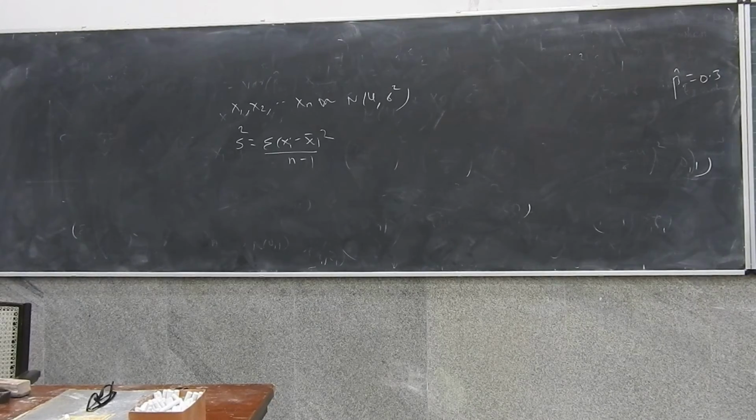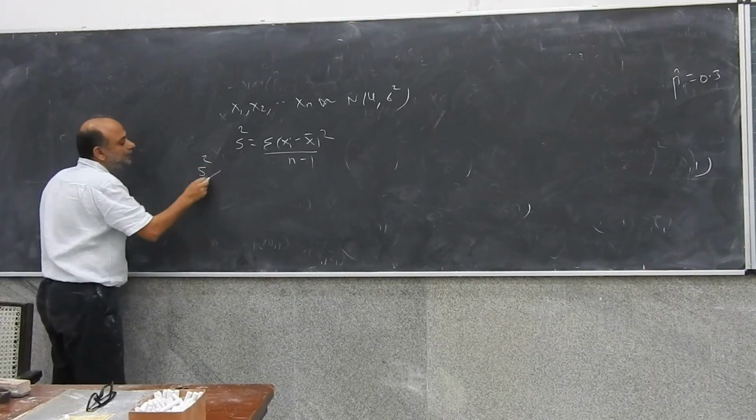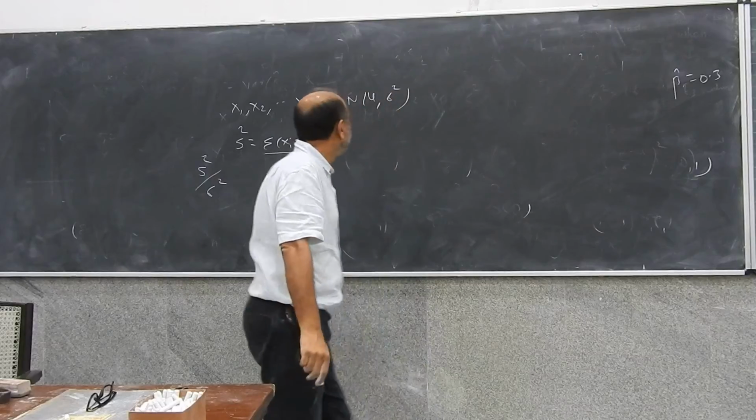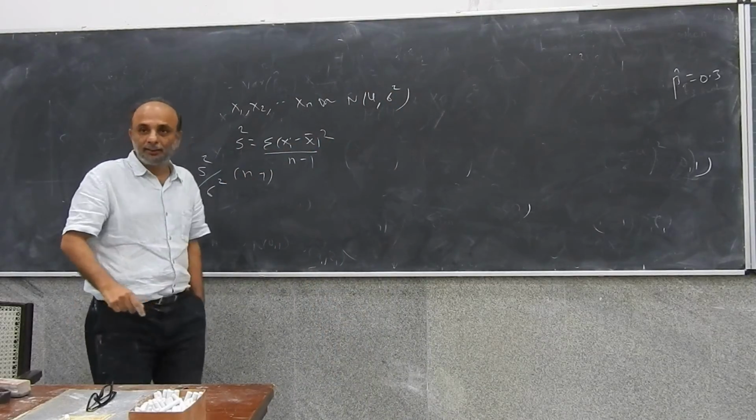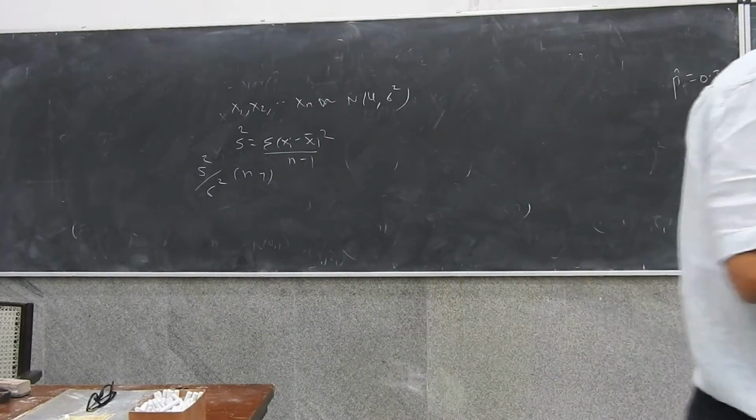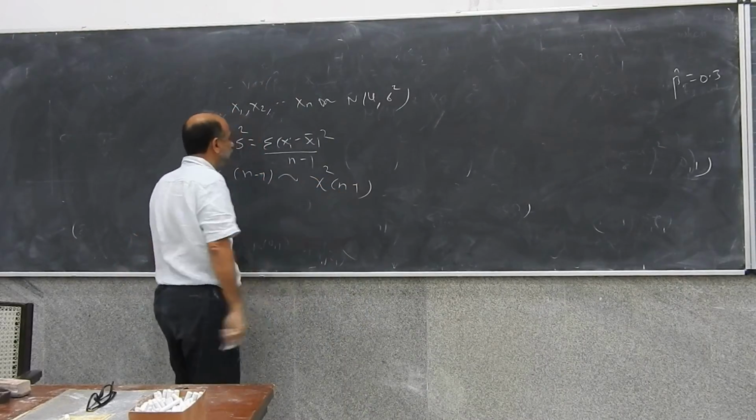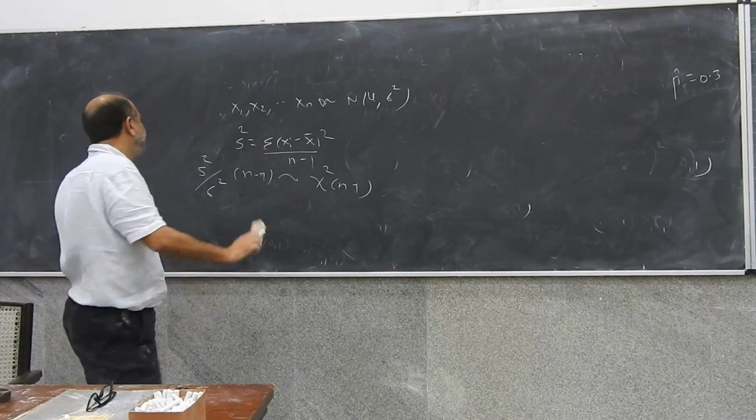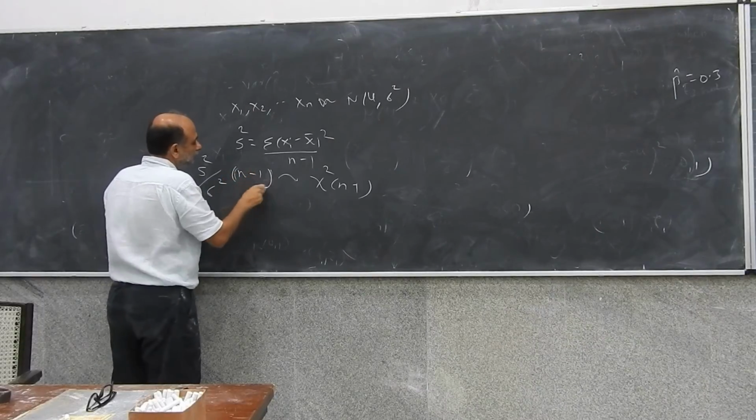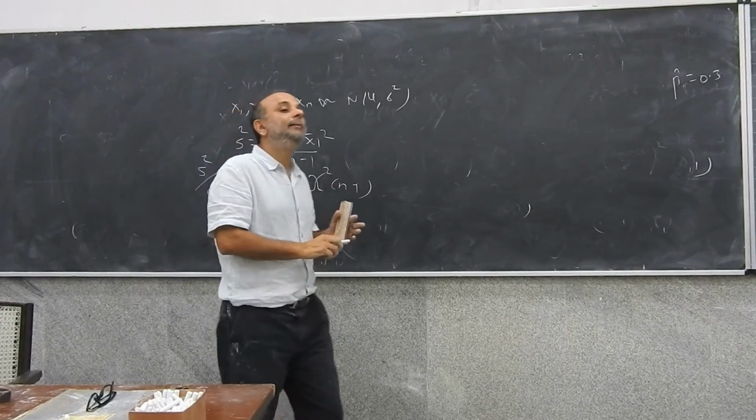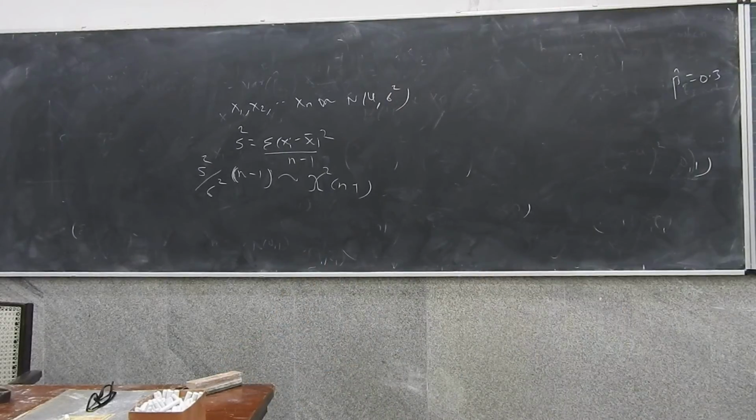So the theorem that I am going to prove to you now is, if I take S square and divide it by the population variance sigma square and multiply it with n minus 1, what I will get follows a chi-square distribution with n minus 1 degrees of freedom. So if I take the sample variance divided by the population variance and multiplied by the degrees of freedom, what I get is a chi-square distribution with n minus 1 degrees of freedom.